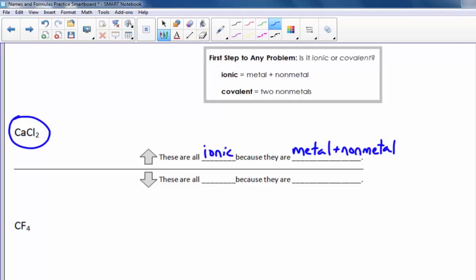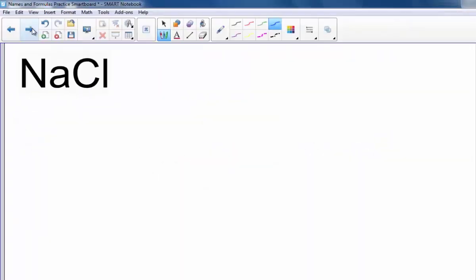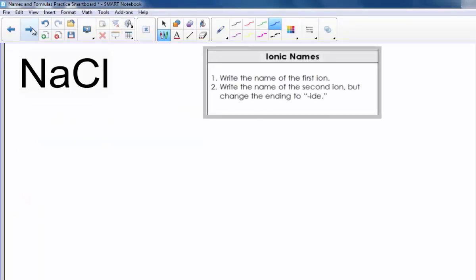So let's jump up to the first problem on the page, and that's NaCl. Now, because we've already said that it's ionic, we can pull up this set of rules from that other sheet. Now, NaCl is a formula, and so I'm looking at the rules for naming that formula, because we need to turn NaCl into an actual chemical name.